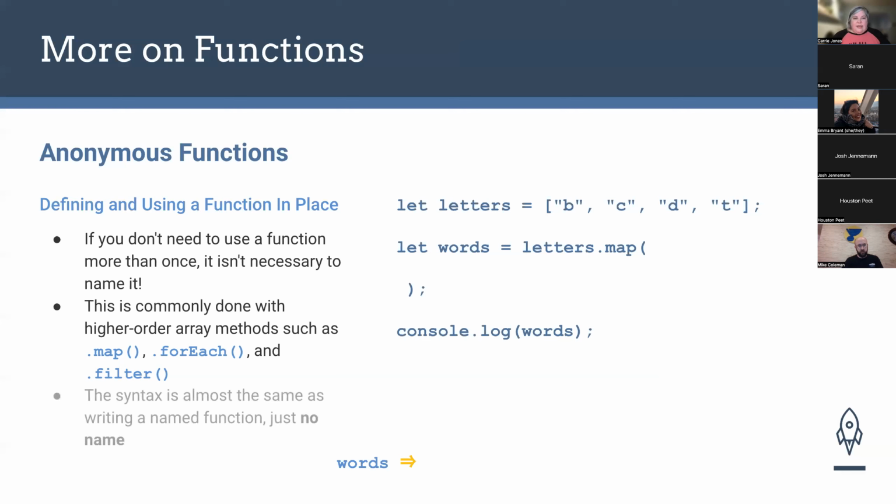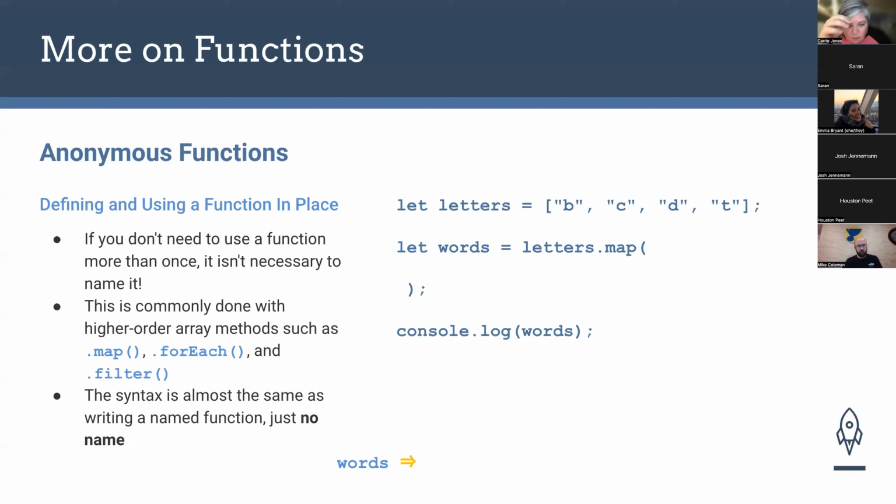So the syntax is almost the same as writing a named function. You just don't use a name. It really is that simple. So we've got an example, let letters equal B, C, D, and T. That's an array. I want to create a new array using map.